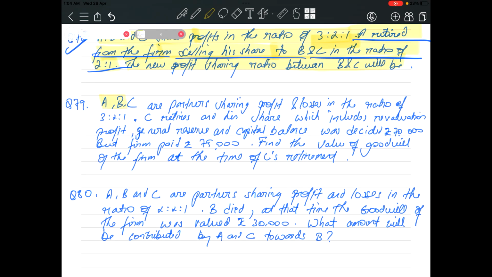Question number 79. ABC are partners sharing profits and losses in the ratio of 3 is to 2 is to 1. Okay, C retires and his share, which includes revaluation profit, general reserve and capital balance, was decided rupees 70,000. Okay, but firm paid him how much? 75,000. Find the value of goodwill of the firm at the time of C's retirement. Simple, we have solved this type of questions, right? But in that question the sharing ratio was equal, but in this profit sharing ratio has been given. Okay, so let's see how we will solve this question.